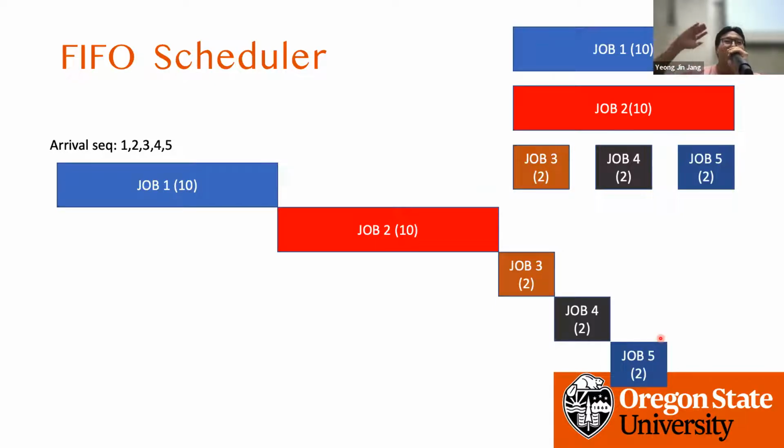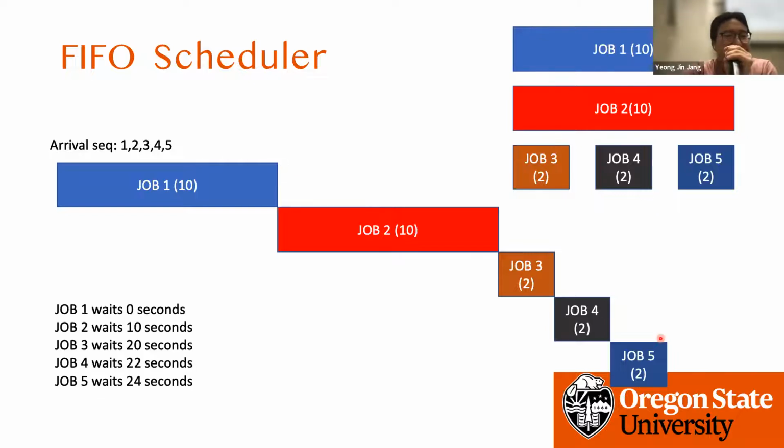Suppose all the jobs come at 0 seconds for job 1, 0.1 seconds for job 2, 0.2 for job 3. So yeah, something like that. In that case, job 1 did not wait and was just scheduled. Job 2 waited 10 seconds. Job 3 waited 20 seconds, then 22, 24 seconds. After writing down the wait time of each job, we can average out. So in this scheduling method, the average wait time of each job is 15.2 seconds.